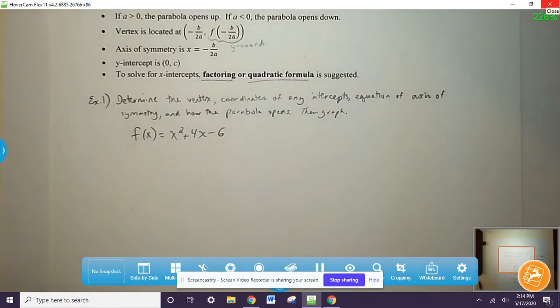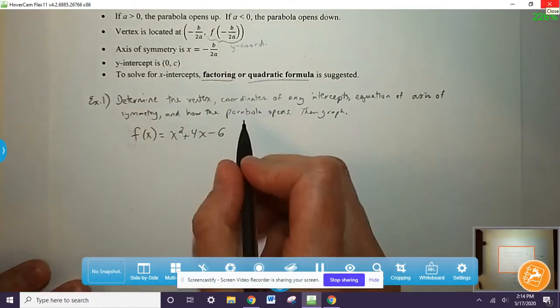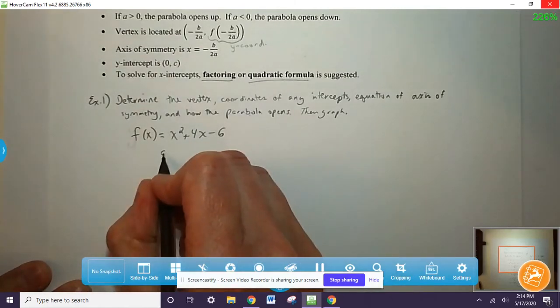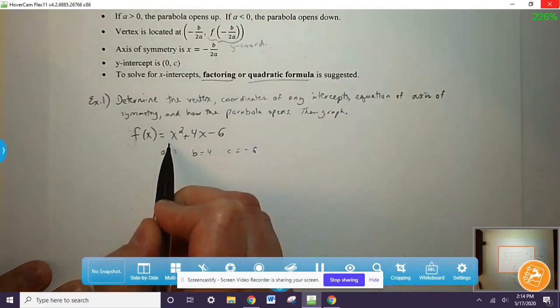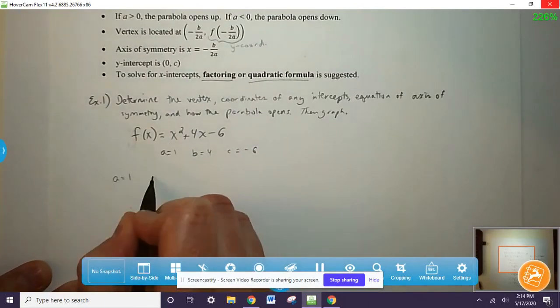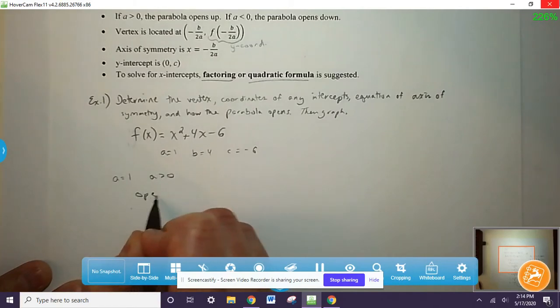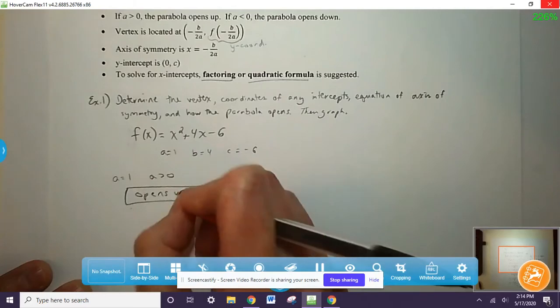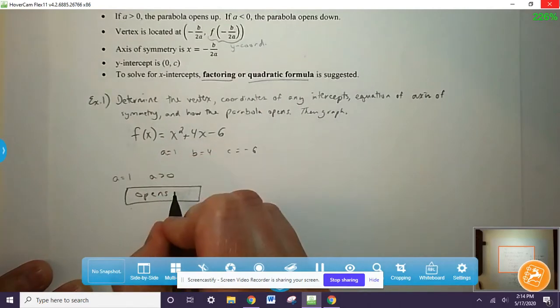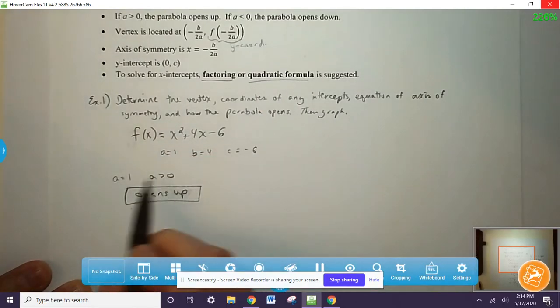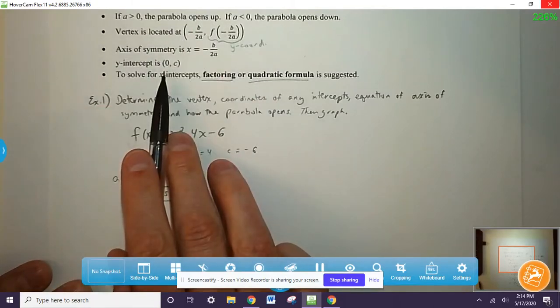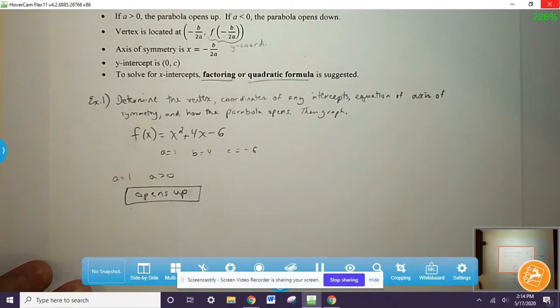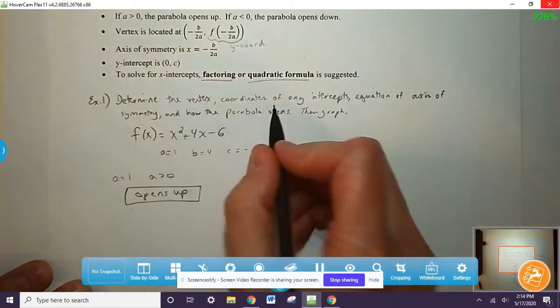So what I would do first is how it opens, which is actually pretty quick. So here your a is 1, your b is 4, and your c is negative 6, because a is the coefficient of x squared. And since a is positive, the parabola opens up. I don't think you even have to write down any work for that. I think you can just write down opens up, but if you don't remember your facts about quadratic functions right off the bat, you might want to write that down. Okay, so we know how it opens.